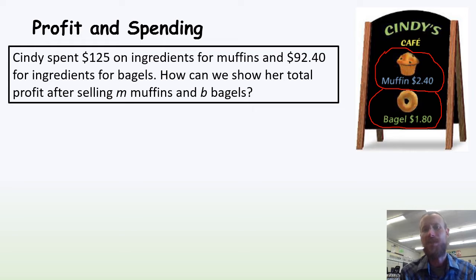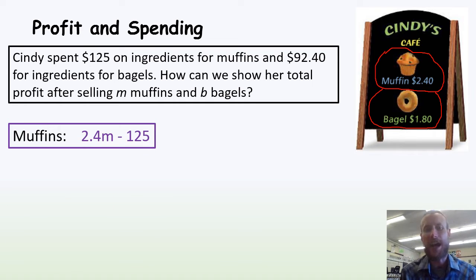So thinking about them separately, muffins, right? She spent $125 to make muffins. So that's negative in the expression, negative representing spending money. But she's selling muffins at $2.40 each. So that would be 2.4 times M because it's per muffin. If it were 2 muffins, we'd multiply by 2. If it's 5 muffins, by 5, etc. So this expression would represent her profit just on muffins alone. How much income she's making minus how much she spent to make those muffins.